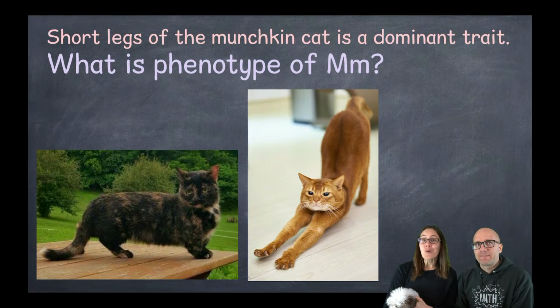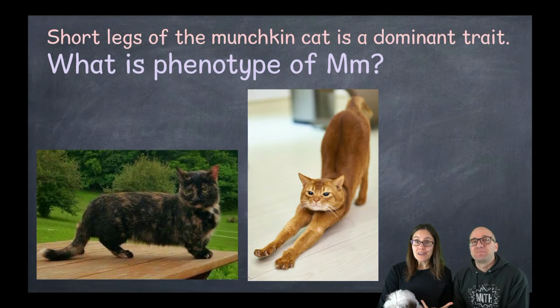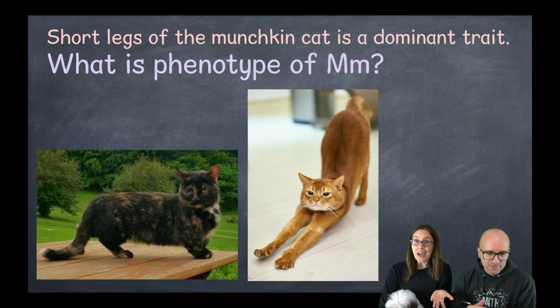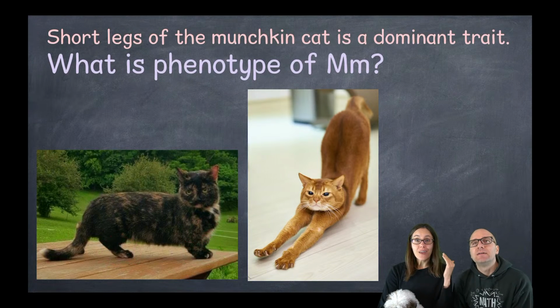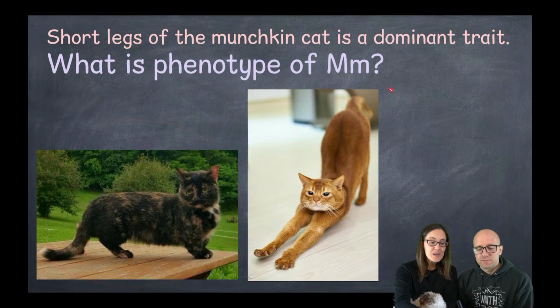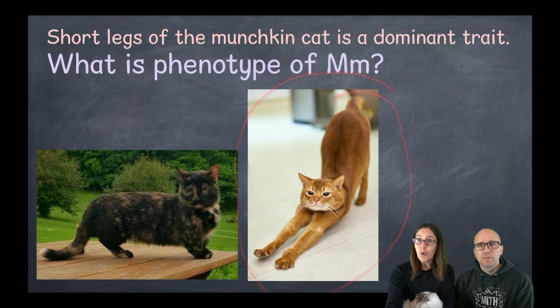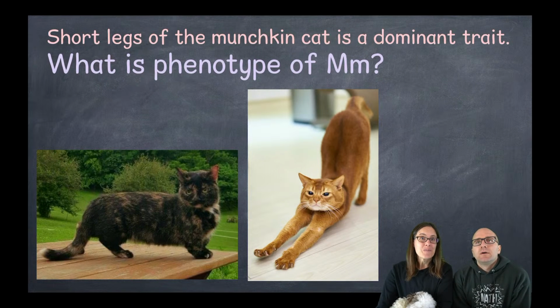So here is a real-life example of Mendelian genetics happening. The short legs of a Munchkin cat, that's this cat over on the far side with the short legs, is a dominant trait. So if we represent this trait with the letter M, what's the phenotype of capital M, lowercase m? Is it going to be a Munchkin cat like this? Or is it going to be a cat with long, normal length legs? Put your answer in the chat.